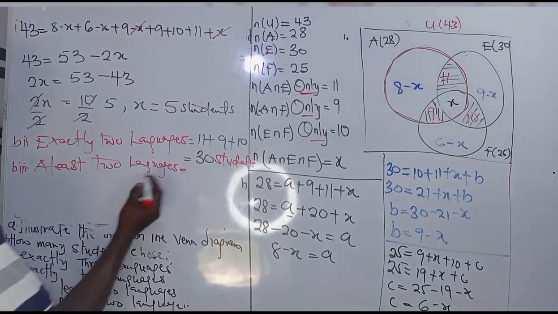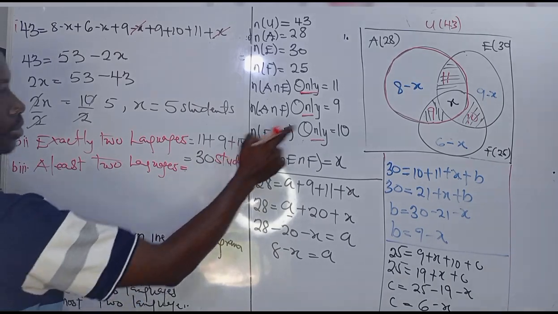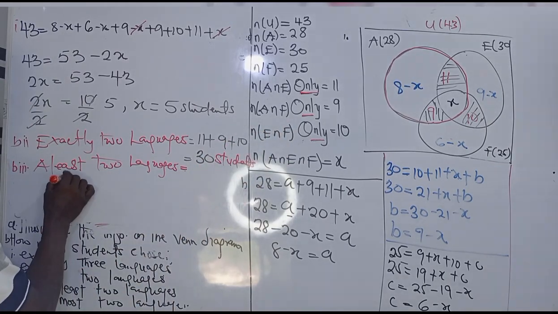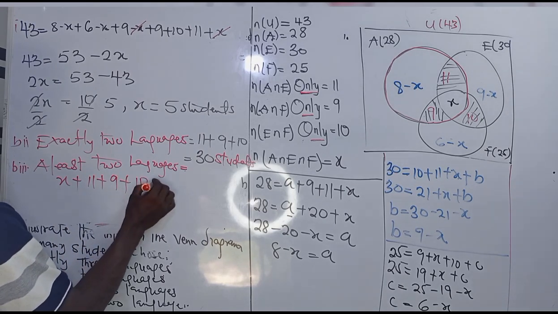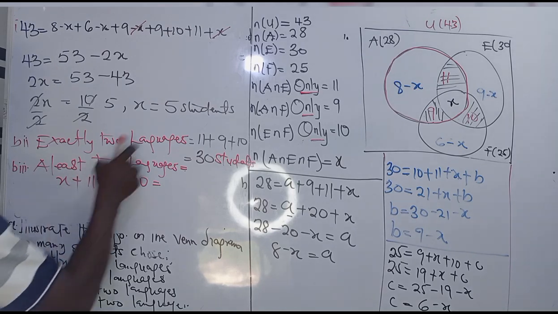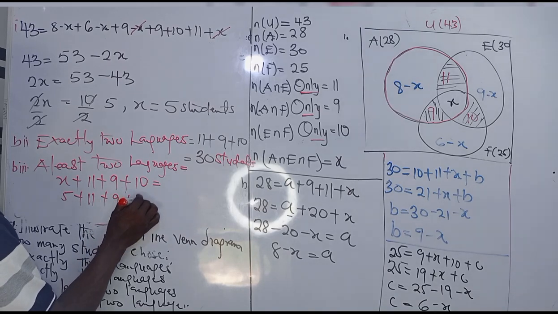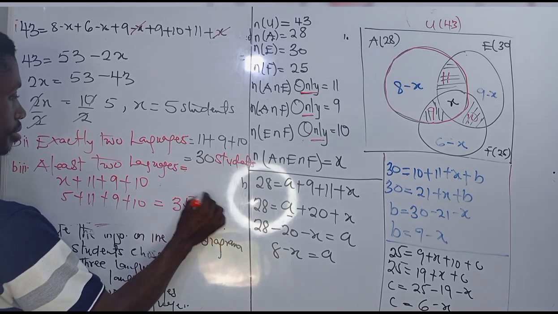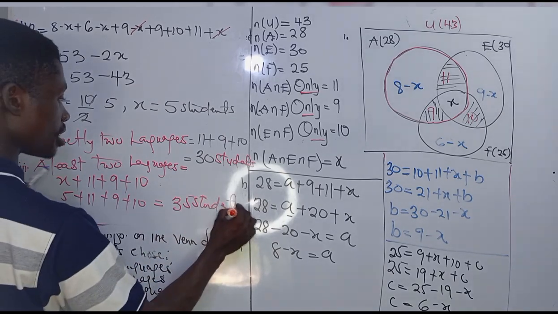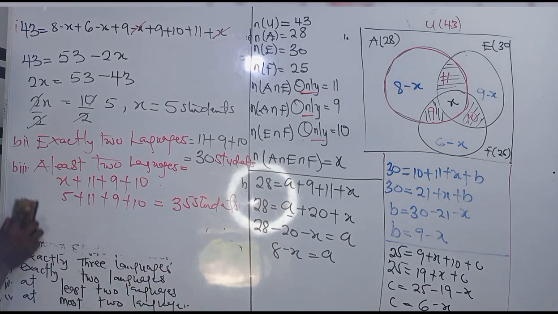So to find the number of students who chose at least 2 languages, we are going to add the regions representing exactly 2 languages, and then the intersection. So we are going to have X plus 11 plus 9 plus 10. And we know that our X is 5 students. So we have 5 plus 11 plus 9 plus 10, and that is going to give us 35 students. So the number of students who chose at least 2 languages, we are looking at 35 students. Now let's look at the last question.